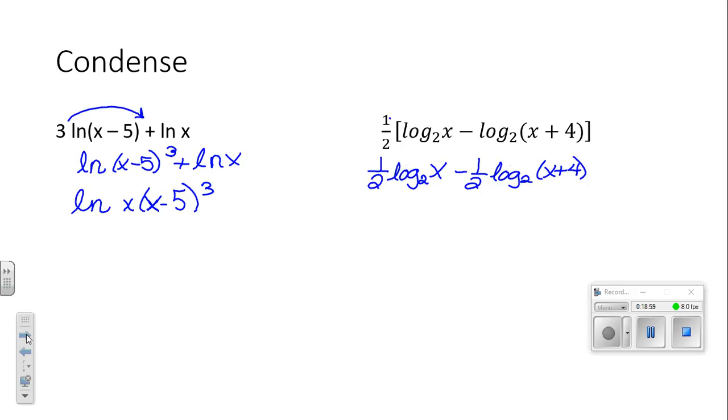So we have a couple of logs there, and we've got that 1/2 to deal with. Shall we bring the 1/2 up now? Log base 2 of x to the 1/2 minus the log base 2 of x plus 4 to the 1/2.